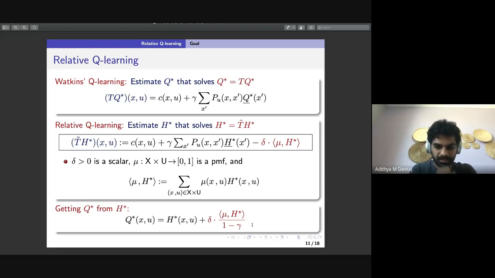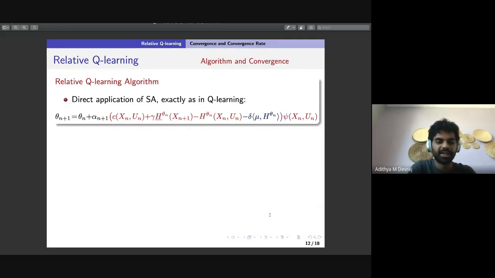So a very important thing to notice here is that let's say you're interested only in the optimal policy, which is the minimizer of this function Q star. You notice that this constant here is irrelevant to obtain the optimal policy. So the minimizer for this function Q star is the same as the minimizer for this function H star, because the constant is something that is added to each and every state action pair.